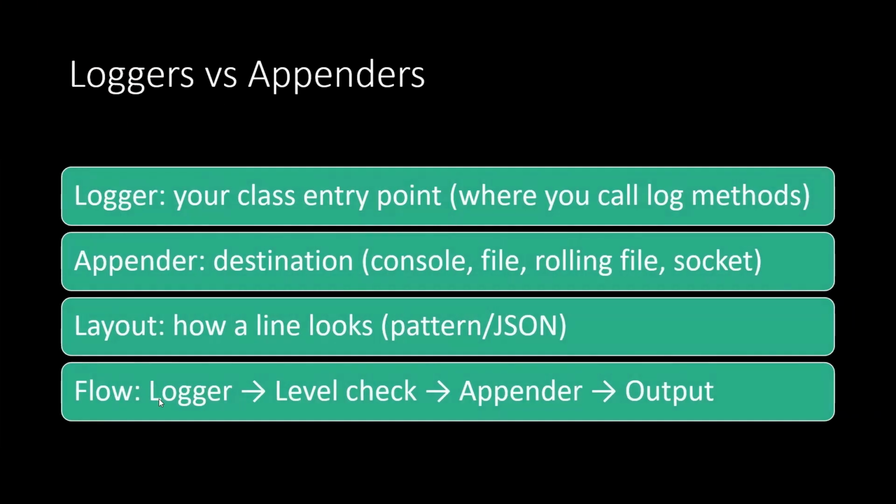And in the flow, we have our logger. It checks the level. Depending on the level, it may or may not log through an appender. And then the appender determines where our output goes.